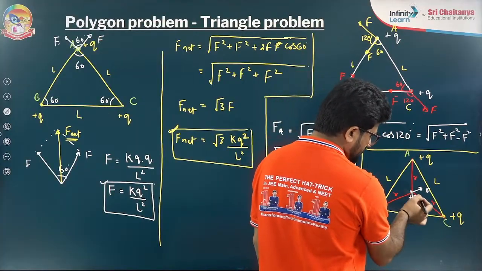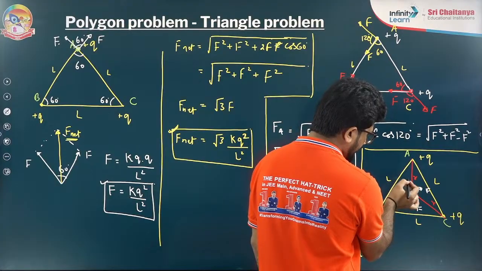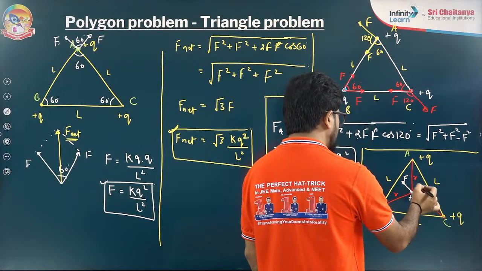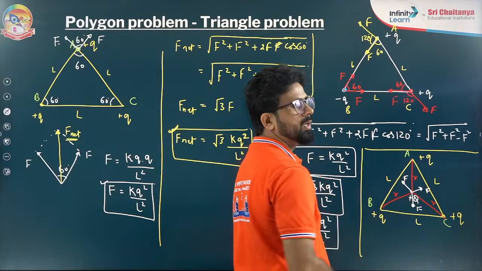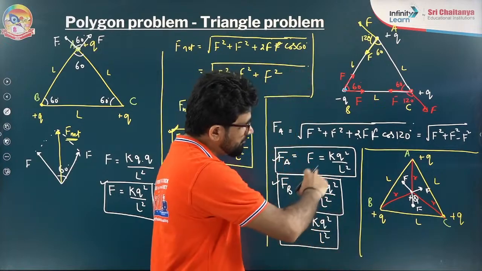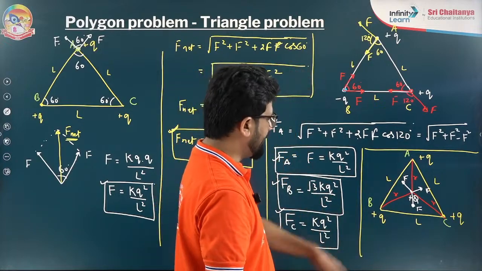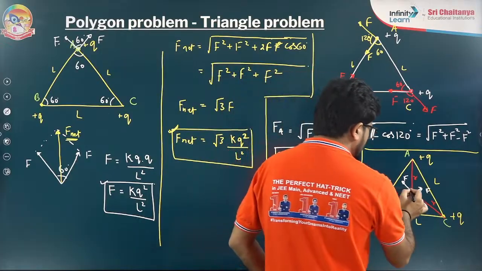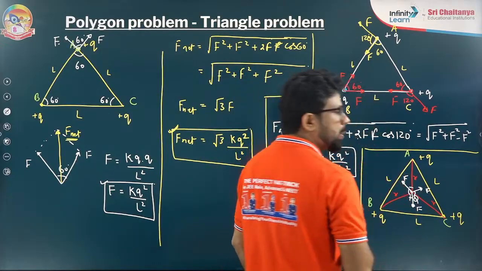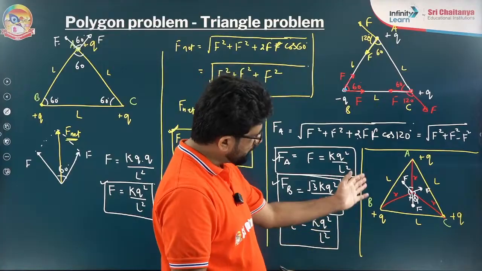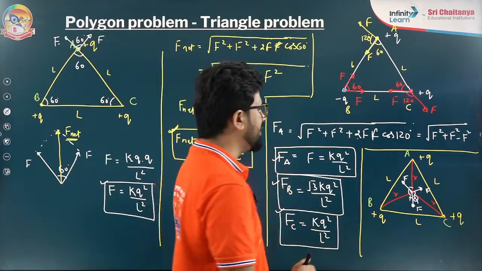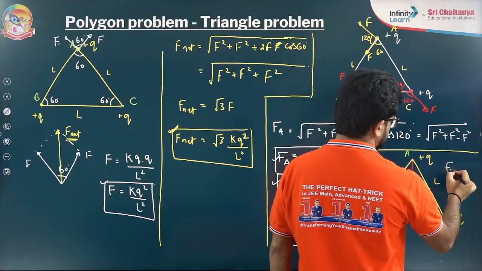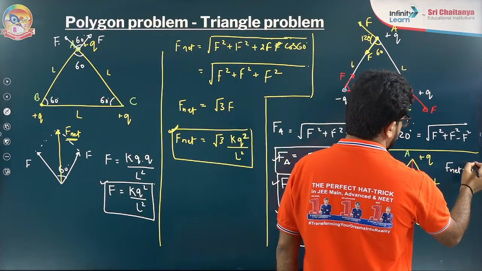Next, due to C there will also be a force equal to again F. If you see, all these forces' magnitudes are equal, and the angles between them are also all equal. Angles equal, forces equal, then their F net is equal to 0.